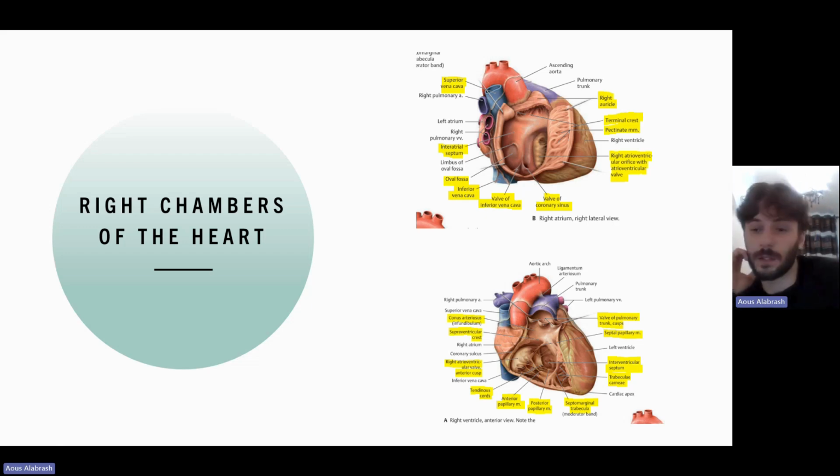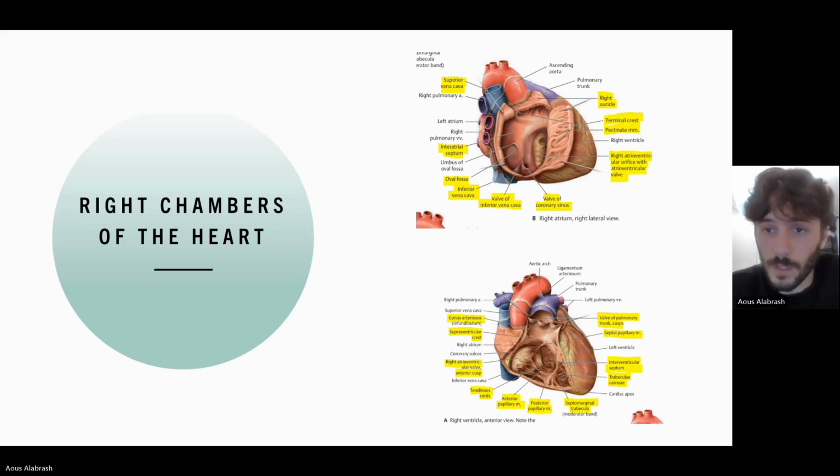Now, obviously, the right ventricle receives the deoxygenated blood from the right atrium through the tricuspid valve, and then it pumps this deoxygenated blood to the lungs through the pulmonary valve into the pulmonary trunk. Now, we can divide the right ventricle into an inflow and an outflow portion, or tract. Let's start off with the inflow portion.